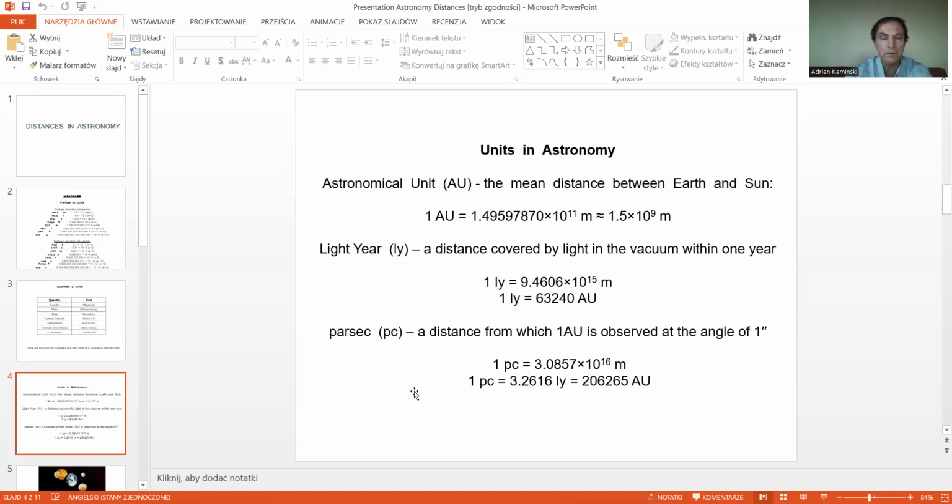Another important unit in astronomy is the parsec, symbol PC. It's the distance from which one astronomical unit is observed at the angle of 1 second. In general, 1 parsec is a bit greater than 1 light year, because as you see here, 1 parsec is 10 to the 16 meters, and one light year is 10 to the 15 meters.